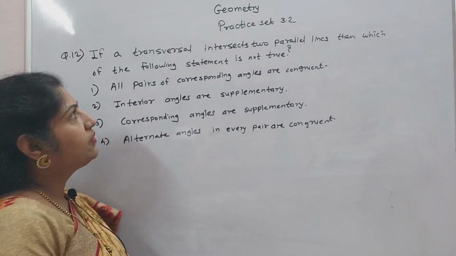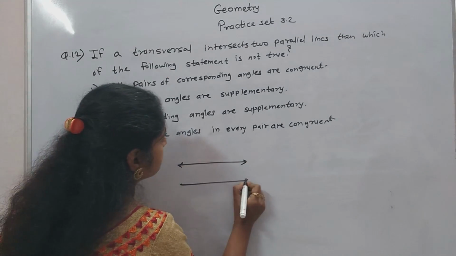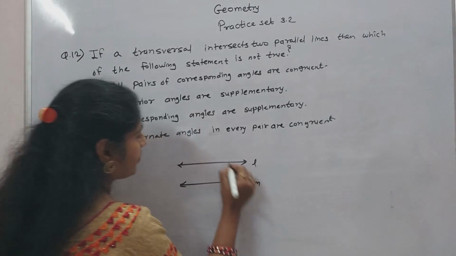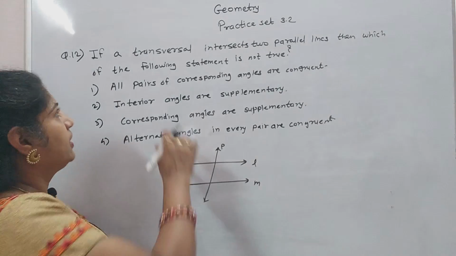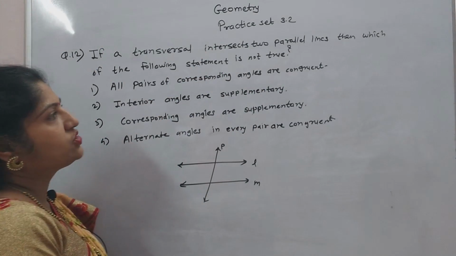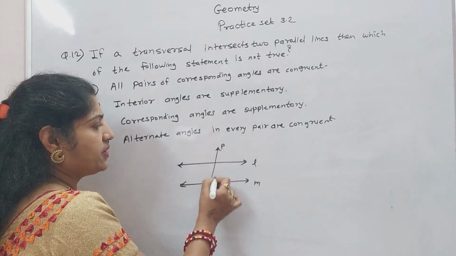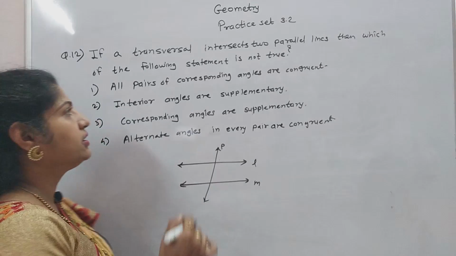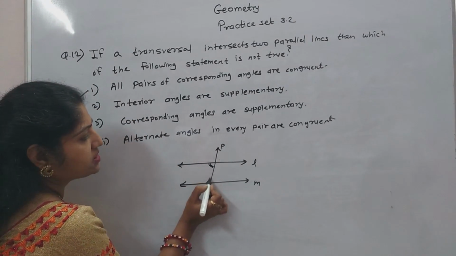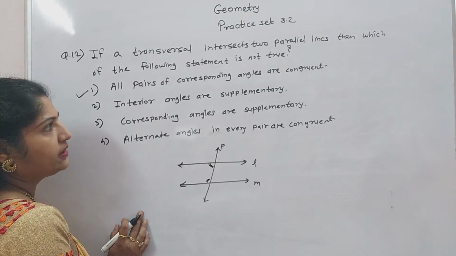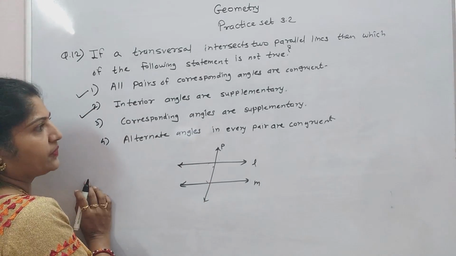Next question. If the transversal intersects 2 parallel lines, suppose here are 2 parallel lines, L and M, and P is the transversal, which statement is not true? Number 1, all pairs of corresponding angles are congruent. True statement. There are 4 pairs and they are congruent. Interior angles, the sum of interior angles is 180, so they are supplementary angles. This statement is also right.